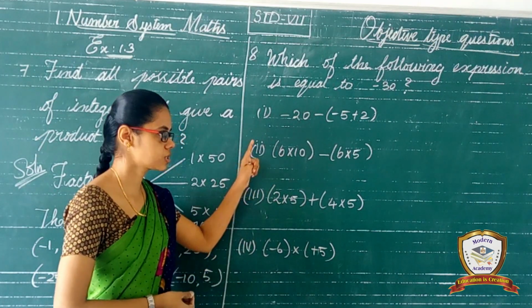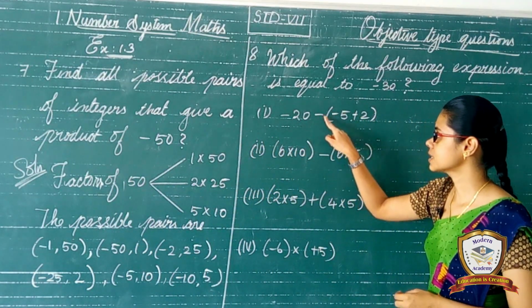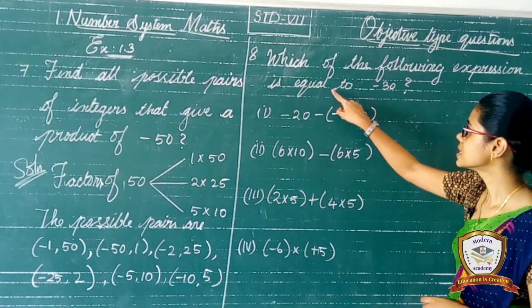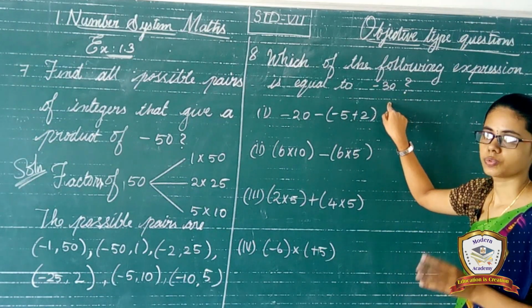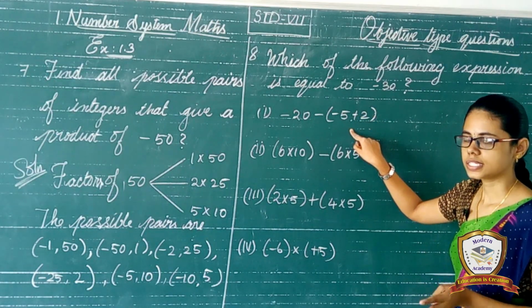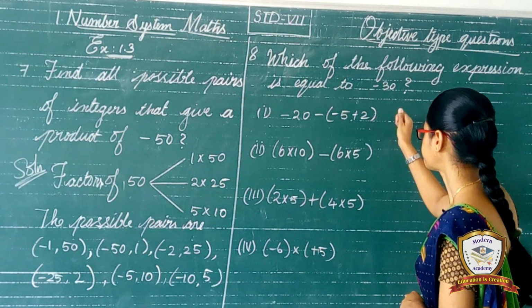So first see the first one. First option is minus 20 minus of minus 5 plus 2. So we have to simplify and check whether it is equal to minus 30. The answer will come equal to minus 30. Is it equal or not? We have to check it. Okay. See here.